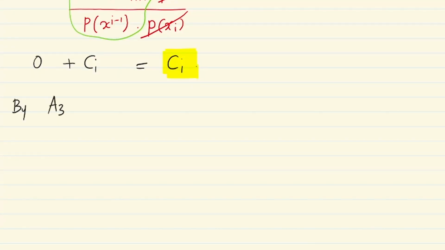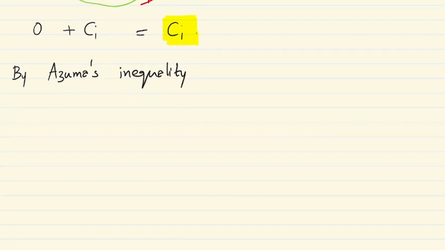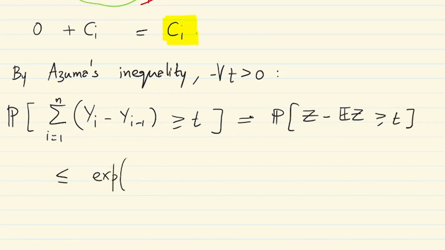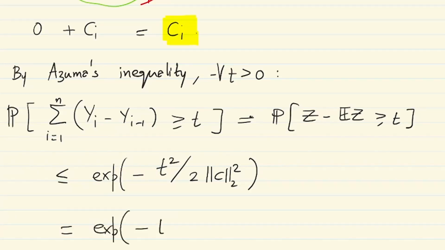So invoking Azuma's inequality for the martingale family given by the differences of the Y_i's, we have for t greater than 0, the probability that the sum over i equal to 1 to n of Y_i minus Y_{i-1} exceeds t, which is just the same, in the Z language, as the probability that Z minus expected Z exceeds t, is bounded by e raised to minus t squared by 2 norm c squared, which is essentially e raised to minus t squared by 2 times the summation over i of c_i squared. And that completes the proof of McDiarmid's inequality.